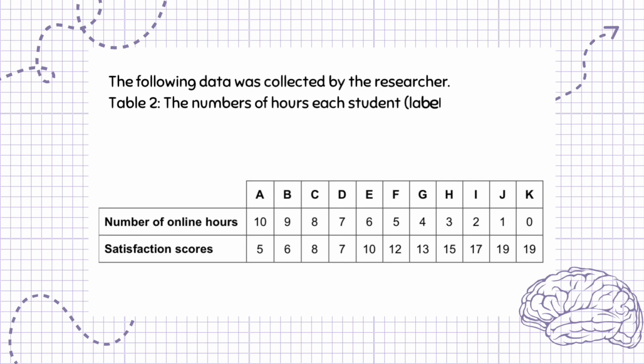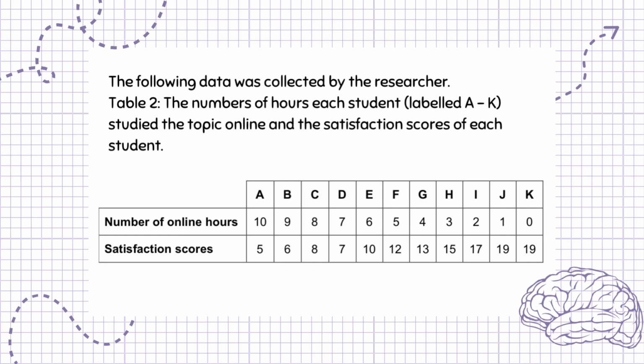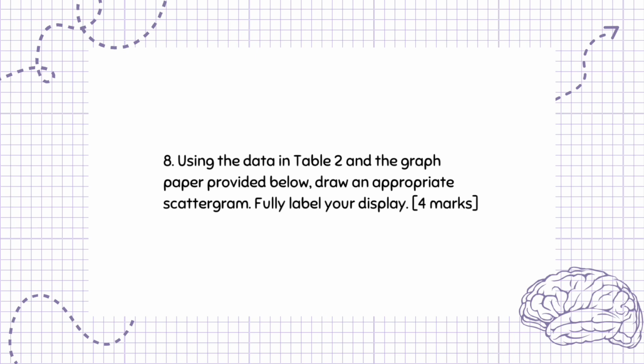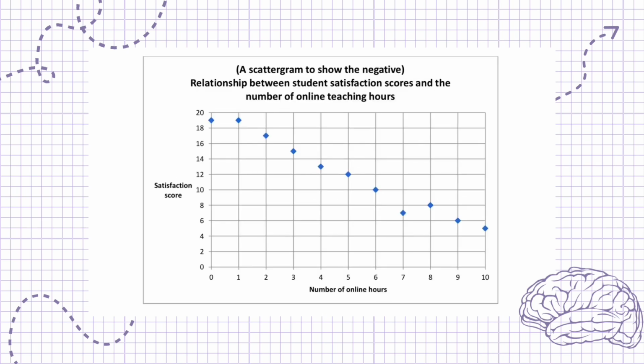Table 2. The numbers of hours each student, labeled A to K, studied the topic online and the satisfaction scores of each student. Question 8. Using the data in Table 2 and the graph paper provided below, draw an appropriate scattergram. Fully label your display. 4 marks. Appropriate title, including reference to negative relationship and the two variables. Axis 1, number of online hours and suitable scale 0 to 10. Axis 2, satisfaction score and suitable scale 0 to 20. Accurate plotting of 11 points on scattergram.